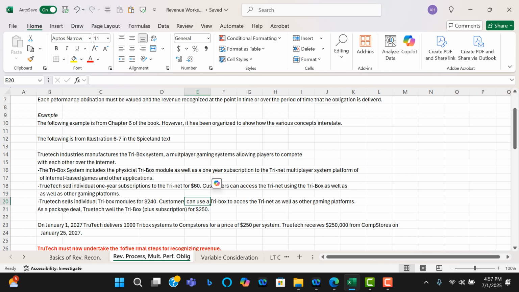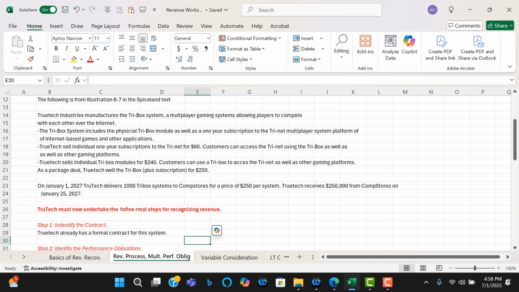The customer will get one of the TrueBox hardware, which is worth $240 separately, and a subscription, which is worth $60 separately. They've got this package deal, but there's nothing in the contract that says that CompuStores has to sell those together. They can actually split them up probably, and that's going to be important here.